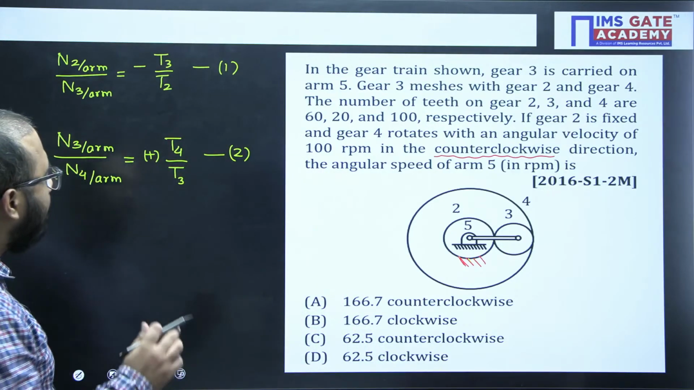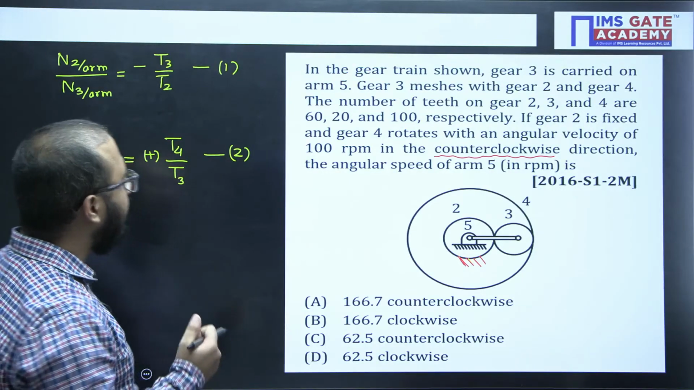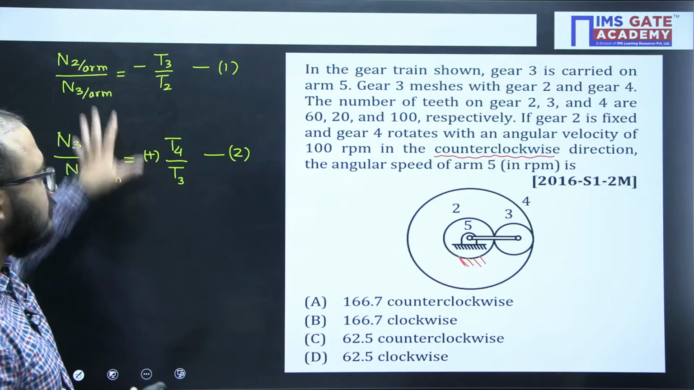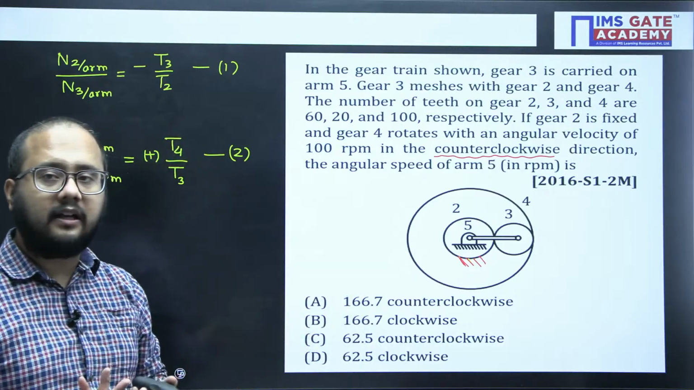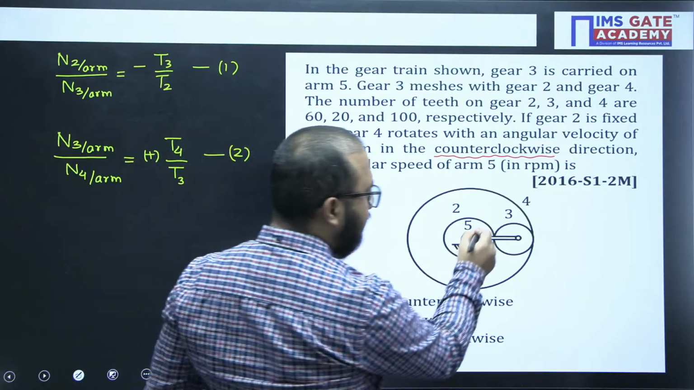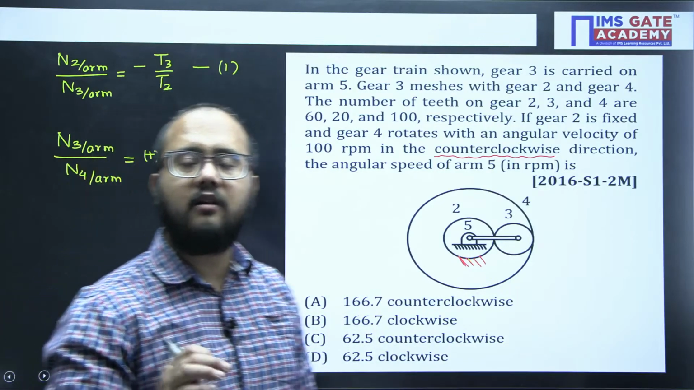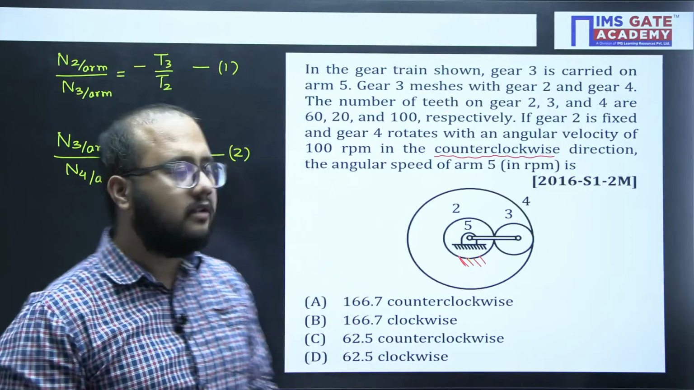Fine. Now, you will think, sir, speed of arm they are asking, so how we can solve? For gear 3, they have not mentioned anything. I have written these two relations just in order to see, from the diagram it is clear 2 and 3 in meshing, 3 and 4 in meshing. Whichever gears are in meshing, I can write down the relative velocity ratio, so I have written that one.